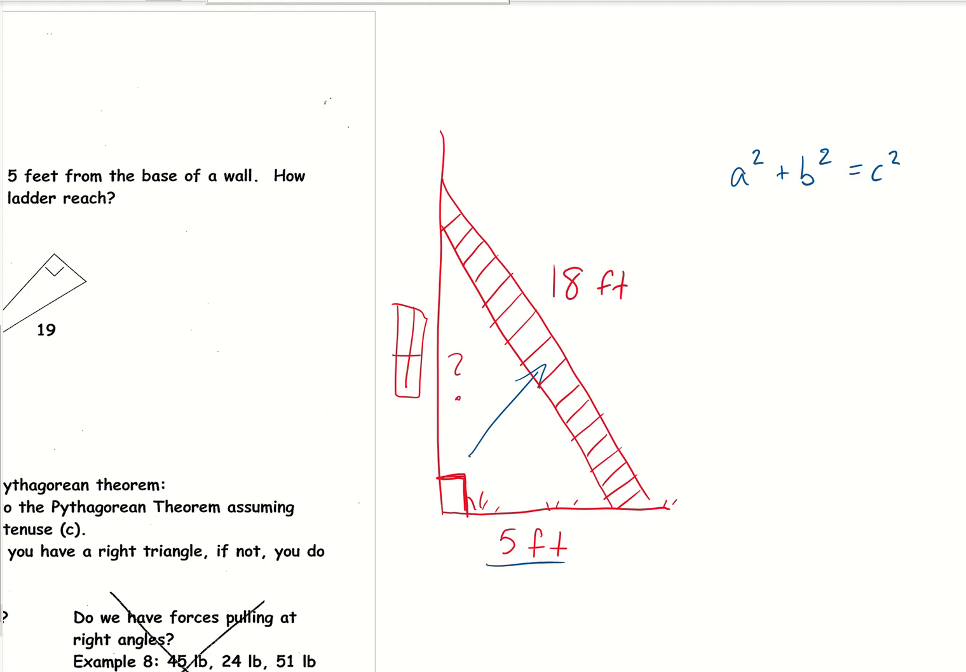Now, it doesn't matter which side 5 is. We can do A or B, right? It's not going to make a difference. Okay, I'm going to put it as A, but again, it doesn't matter. So we have 5 squared plus B squared equals 18 squared.